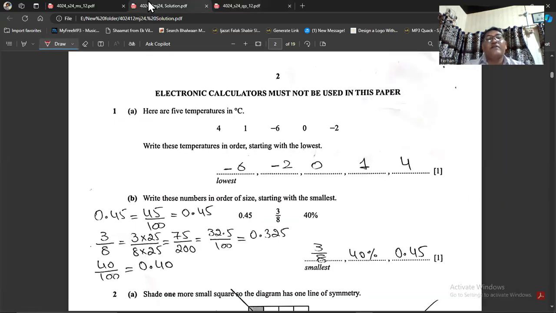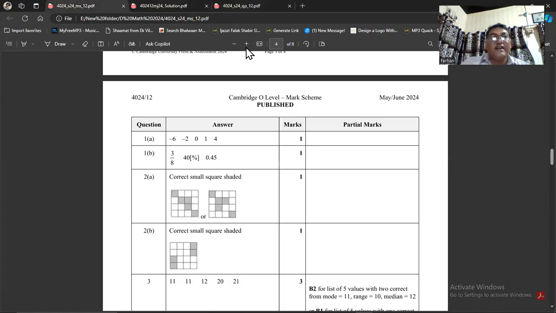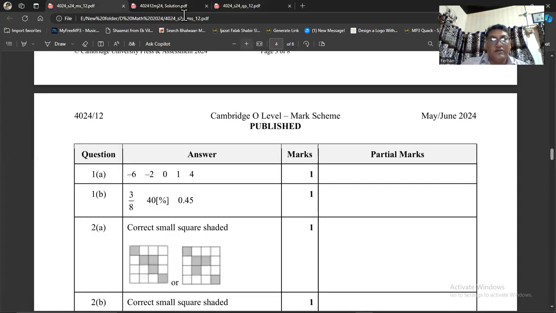So let me show you. I have written -6, -2, 0, 1, and 4. So this is the order in which you can write them, starting with the smallest. And from here, the marking scheme, you can see our answer is right.